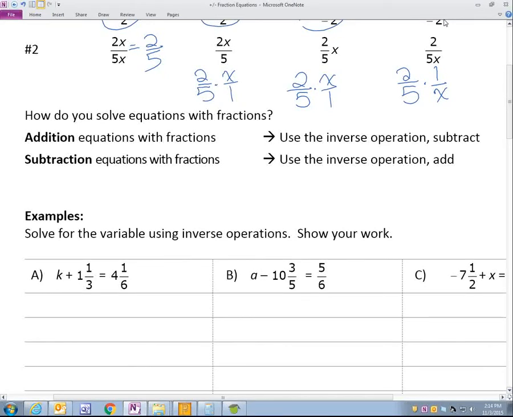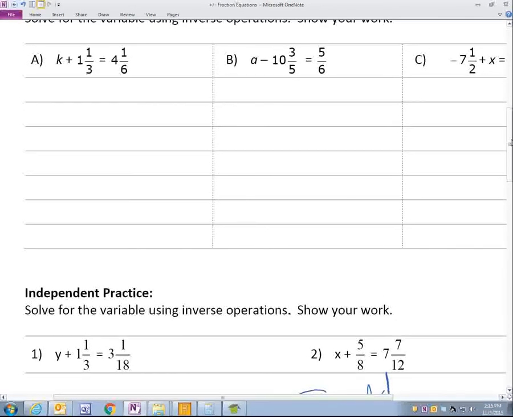Thank you. Addition equations with fractions. Whenever there's addition, you have to use the inverse operation, to subtract. You've heard me say inverse operation as well as the opposite, right? Inverse means opposite. So the inverse of addition is subtraction. And the same direction applies to subtraction equations with fractions: use the inverse operation, add. That's nothing new. We've done decimals, we've done integers, now we're doing fractions.